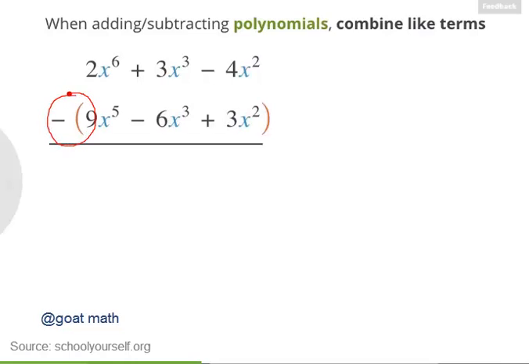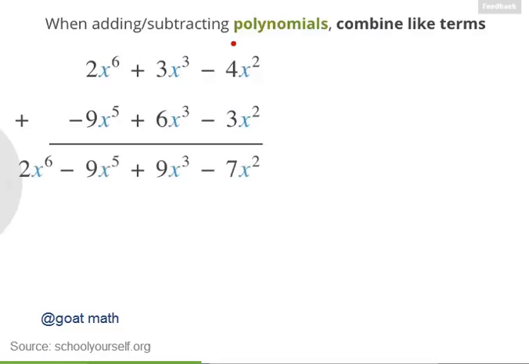Now, subtracting this polynomial is the same as adding -1 times this polynomial. And now we can distribute the -1 onto these three terms, which is the same as flipping all their signs. So 9x to the 5th becomes -9x to the 5th, -6x cubed becomes +6x cubed, and +3x squared becomes -3x squared. So now we're adding these two polynomials together.